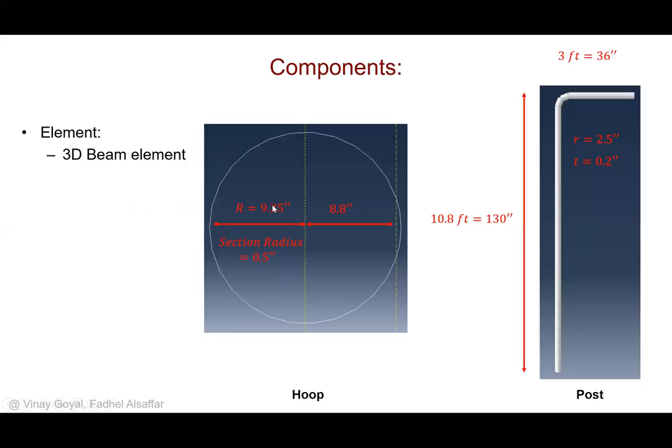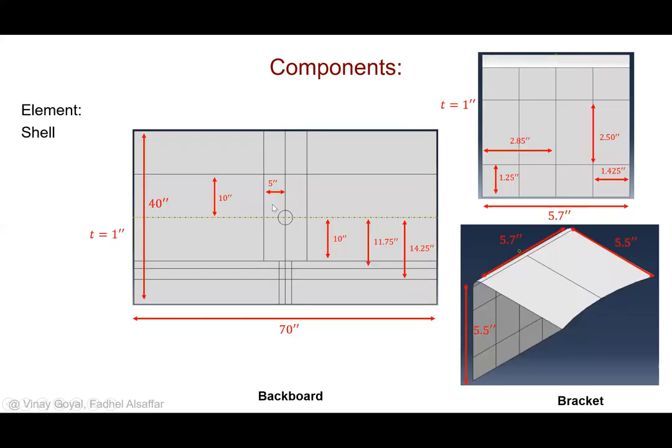We modeled the structures, we divided the geometry, and to do so, we applied coupling between the bracket and the backboard. We applied pin using MPC constraint, and we used the pin constraint to connect the bracket to the backboard, but the ring was coupled using kinematic coupling to the bracket.